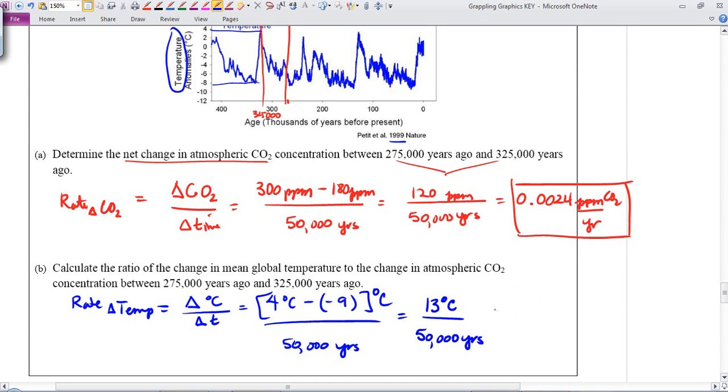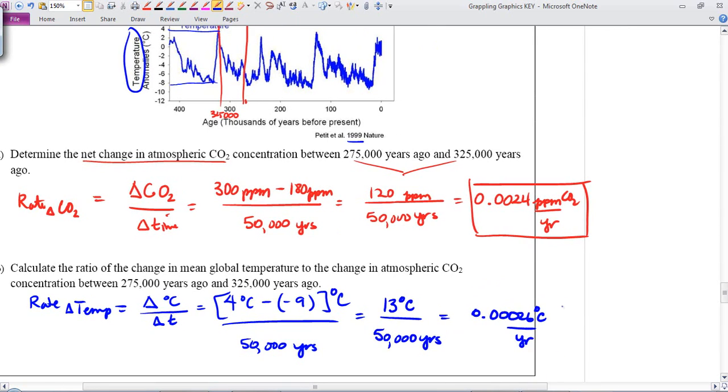Once again, I cheated and used a calculator, and I get 0.00026 degrees Celsius per year, which you may want to put in scientific notation, or you can leave it just like that if you like. So 2.6 times 10 to the -4, if you prefer, degrees Celsius per year. Either way would be fine. All right, so that gave us two different sets of data on the same set of axes.